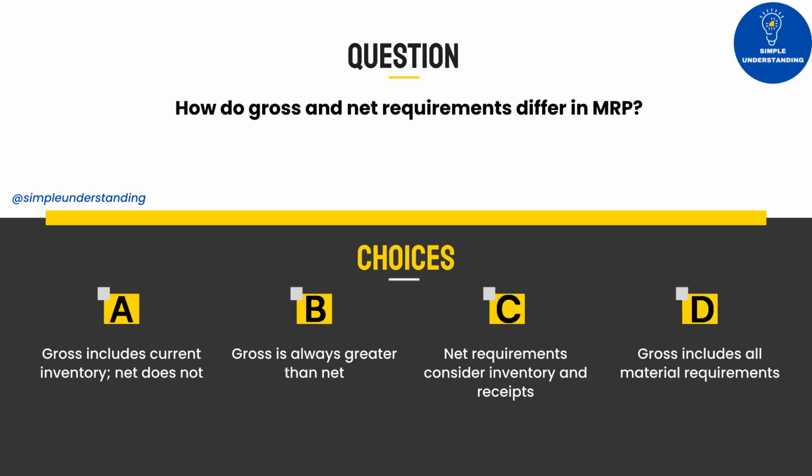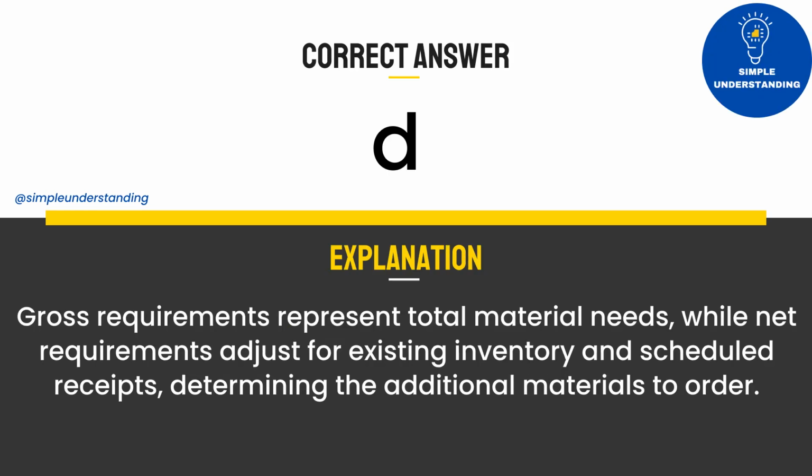6. How do gross and net requirements differ in MRP? A. Gross includes current inventory. Net does not. B. Gross is always greater than net. C. Net requirements consider inventory and receipts. D. Gross includes all material requirements. Answer: D. Explanation: gross requirements represent total material needs, while net requirements adjust for existing inventory and scheduled receipts, determining the additional materials to order.